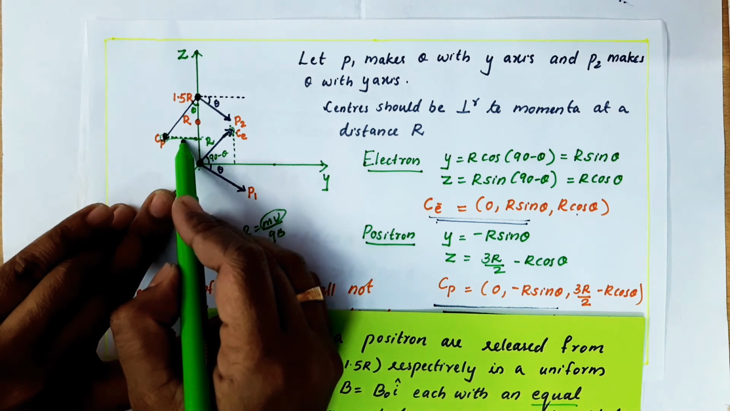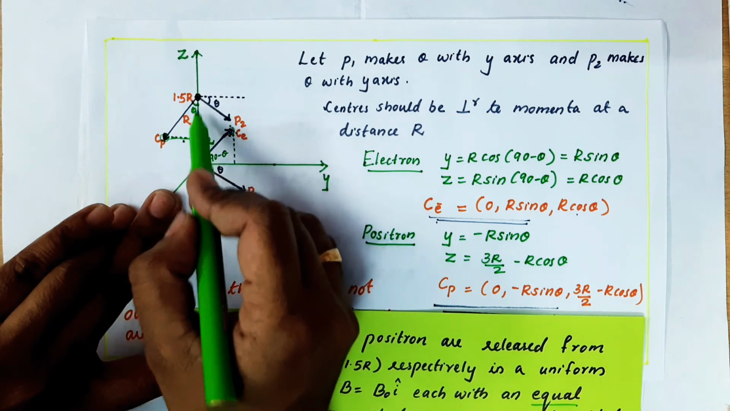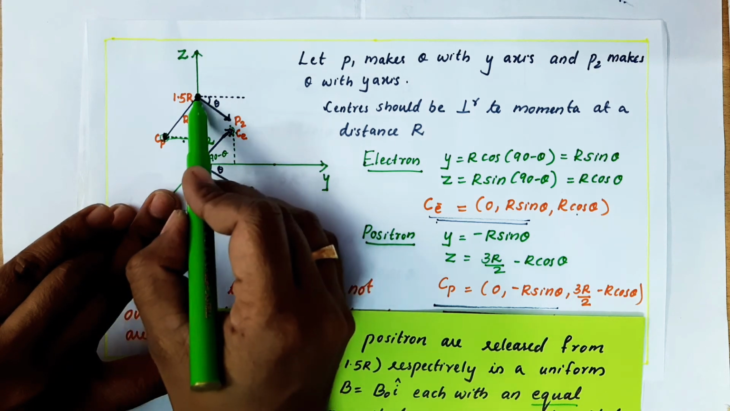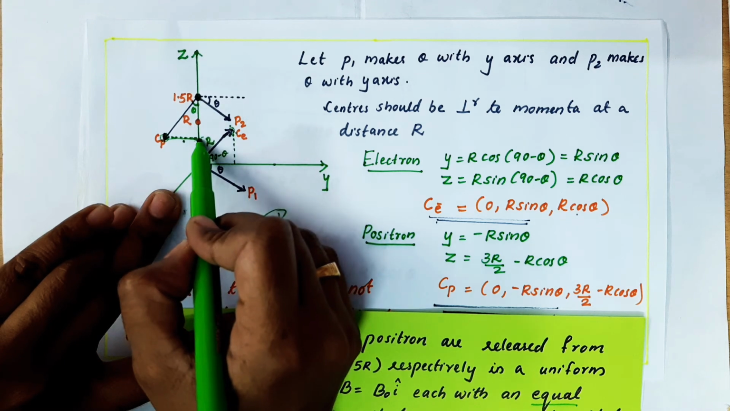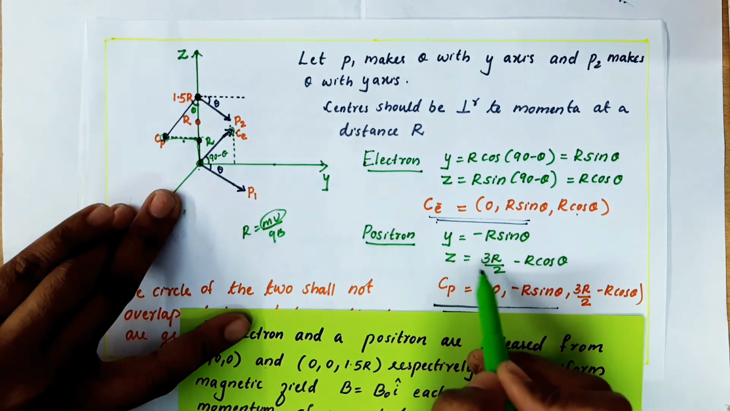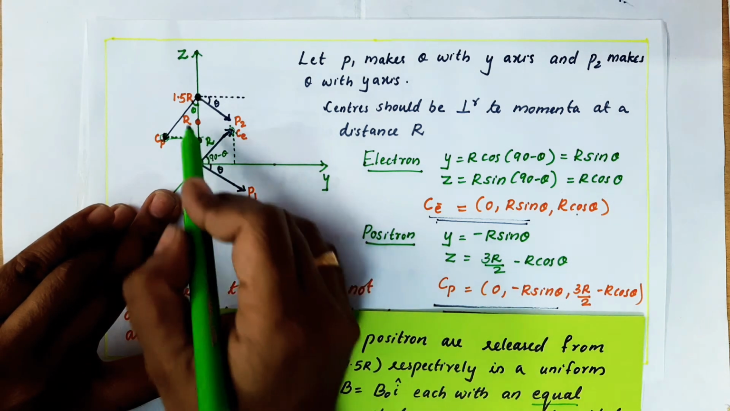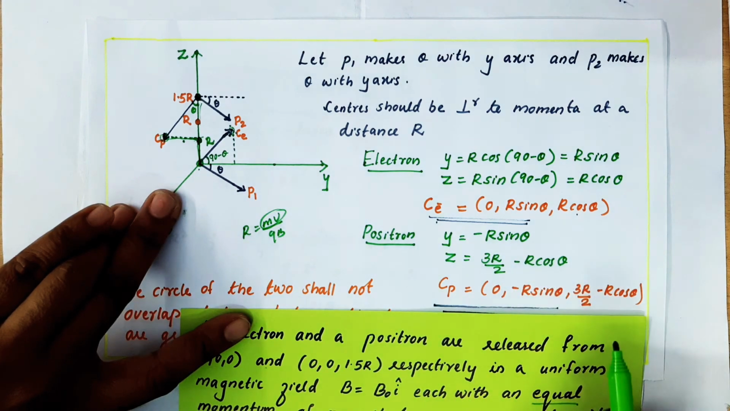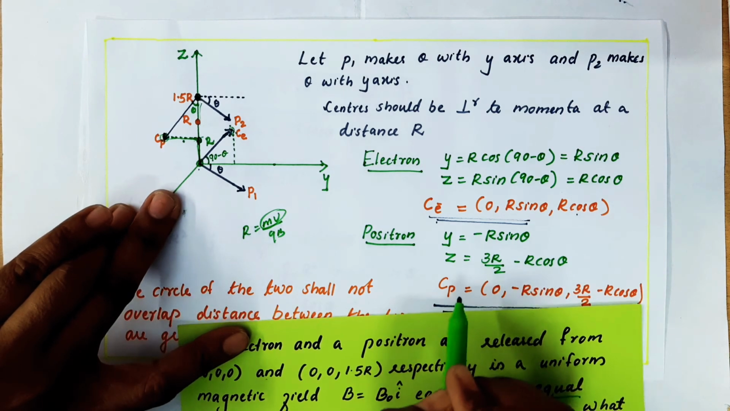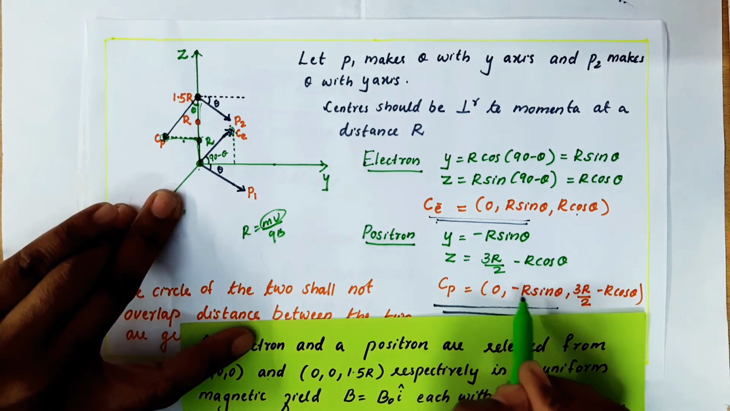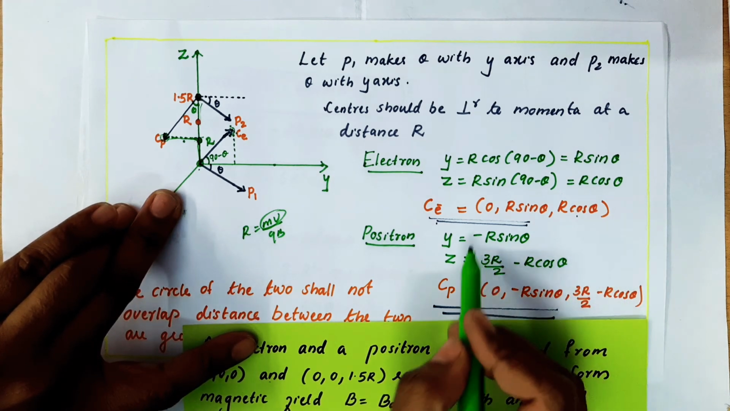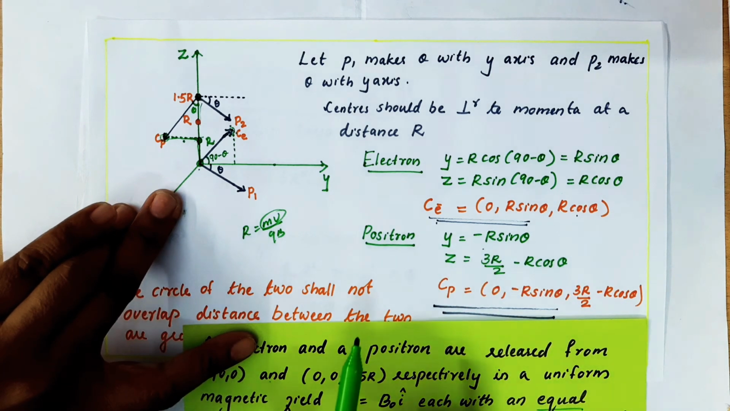What about the z coordinate here? I need this distance. We know the distance from here to here is 1.5 R, and the distance from this point to this point is nothing but the adjacent side. So we can write 1.5 R, that is 3R by 2, minus this distance, which is R cos theta. So I can write z equals 3R by 2 minus R cos theta. So for the positron, 0, minus R sin theta, 3R by 2 minus R cos theta. Check it here, y and z.